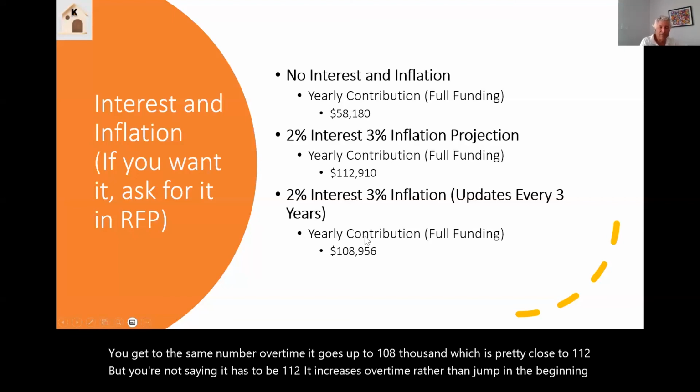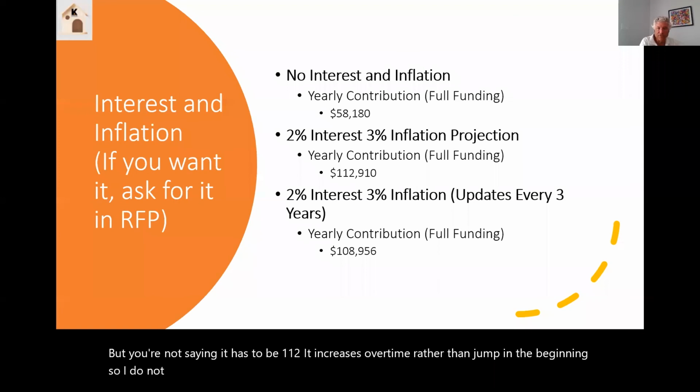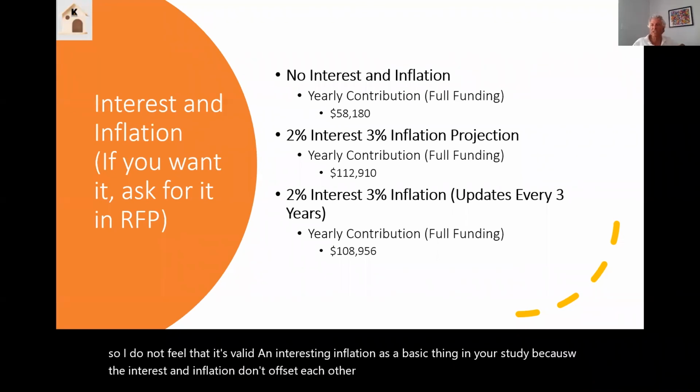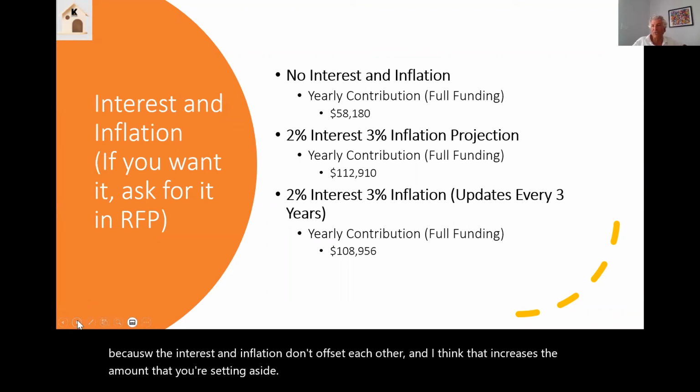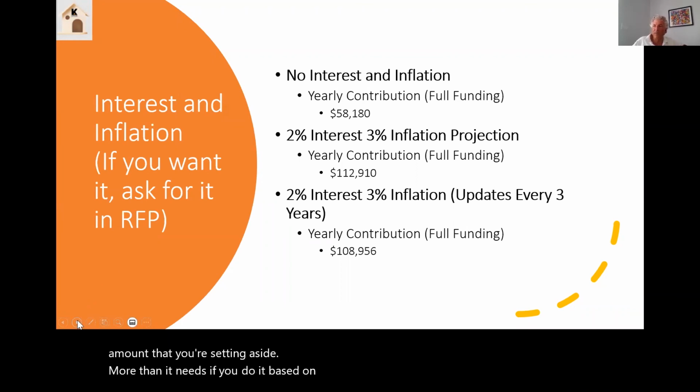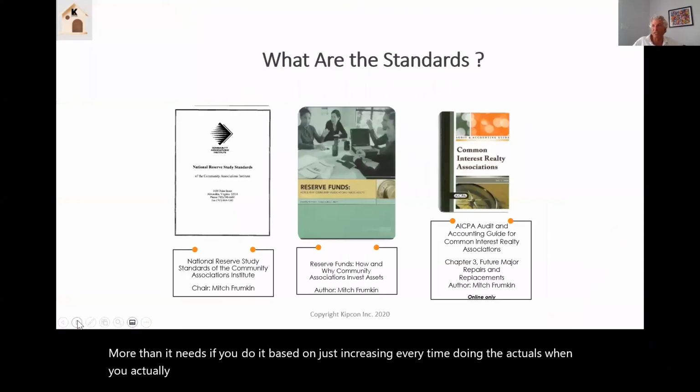So I do not feel that it's valid to add interest and inflation as a basic thing in your study because the interest and inflation don't offset each other. And I think that it increases the amount that you're setting aside more than it needs to, if you do it based on just increasing it every time, doing the actuals when you actually update the study.